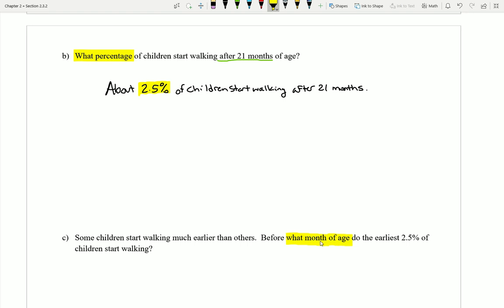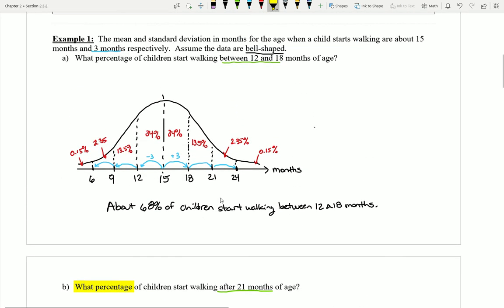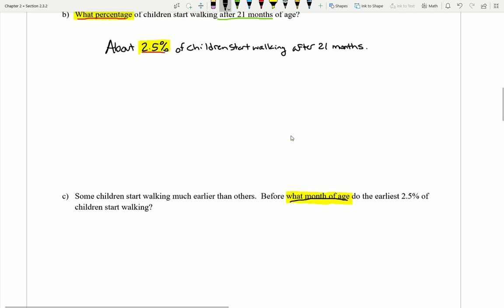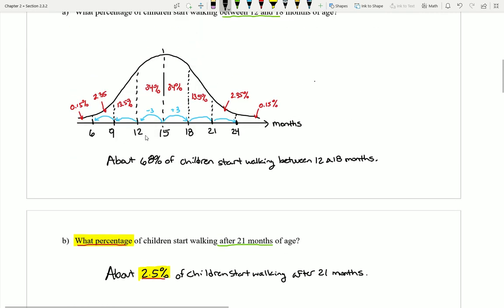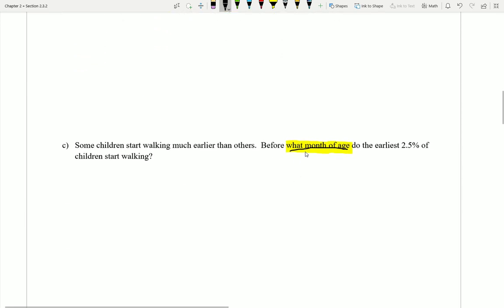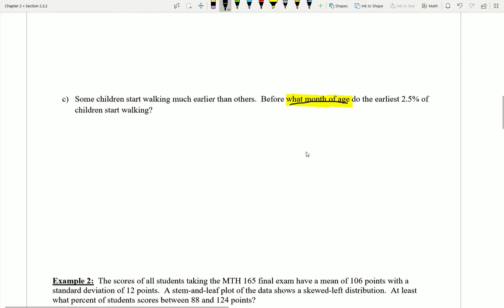Now, pictorially, if I then think about what this has to do with my picture, notice that for part B, we answered with a red value, right? Or something that was found by looking at the red values. That's where we got that mystery percentage. But if I'm looking for a number of months, like in part C, I'm actually looking for numbers on this horizontal number line. I'm looking for these black numbers in the picture. That's what I'm trying to find. And let's see. We want to know before what month. So if there was a number on that number line, what would I have to go before so that I could hit the earliest or the first 2.5%?